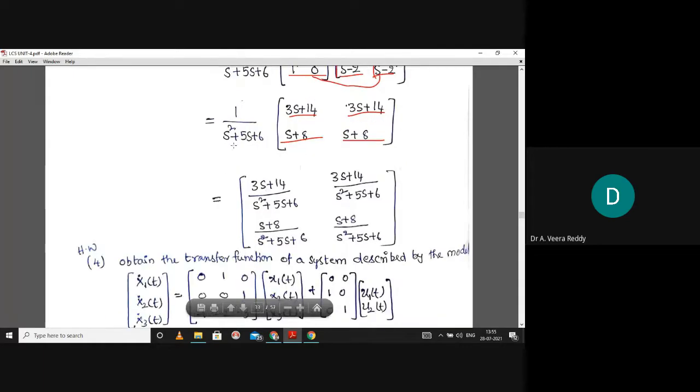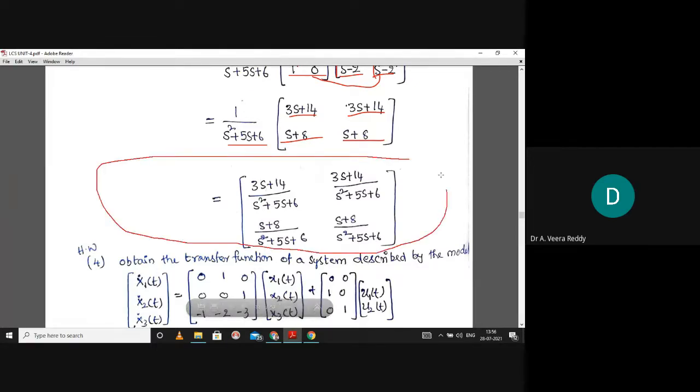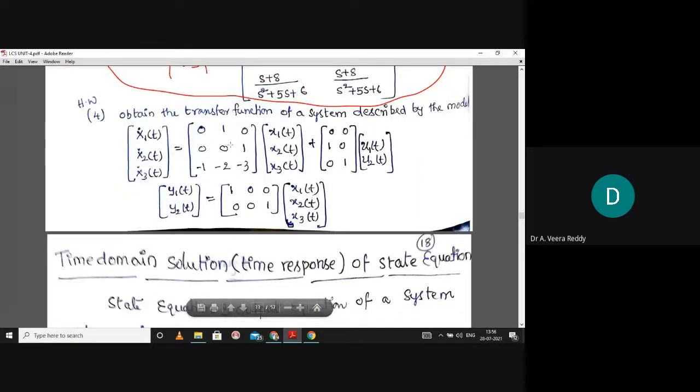Now we can bring this term inside. So we get 3s plus 14 by s square plus 5s plus 6, 3s plus 14 by s square plus 5s plus 6, s plus 8 by s square plus 5s plus 6, s plus 8 by s square plus 5s plus 6. Here we don't get a single transfer function, so you can keep it as it is. You can leave this like this. So this is the transfer function.